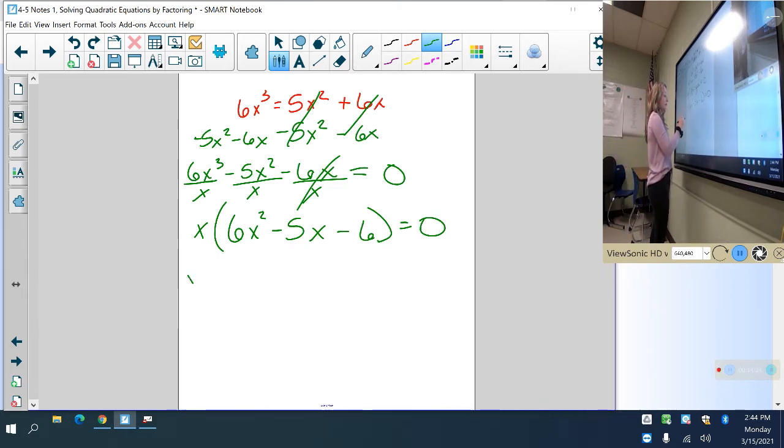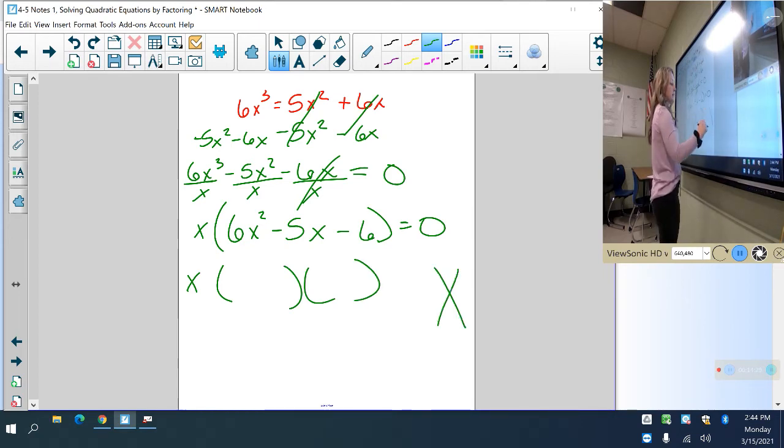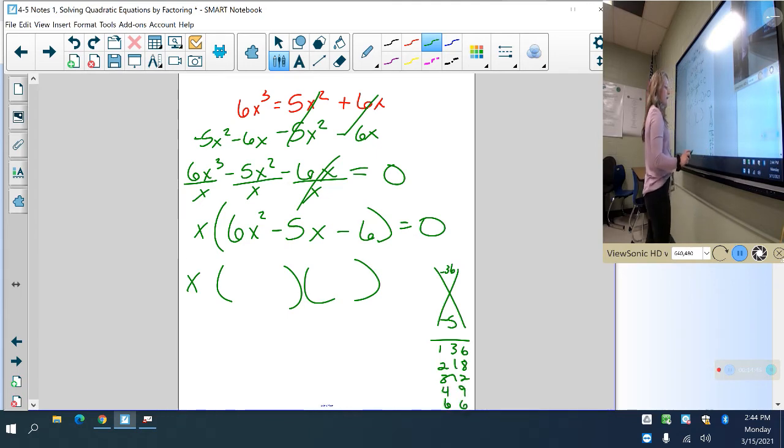So I have x out in front. What are my two binomials? What are factors of negative 36 that add up to negative 5? Well, 1 and 36, 2 and 18, 3 and 12, 4 and 9, 6 and 6. Negative 9 and positive 4. So I have x minus 9 and x plus 4. I do have an a term, so divide by 6.